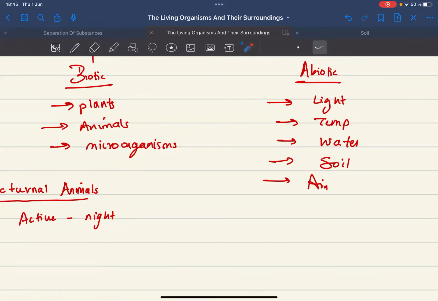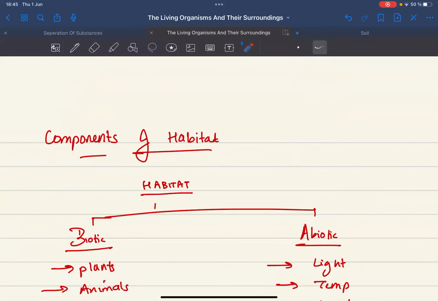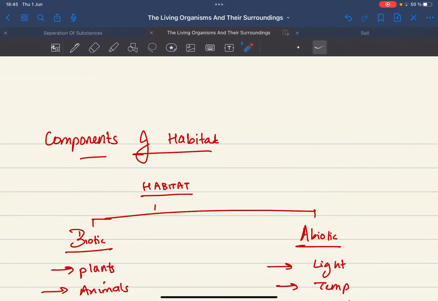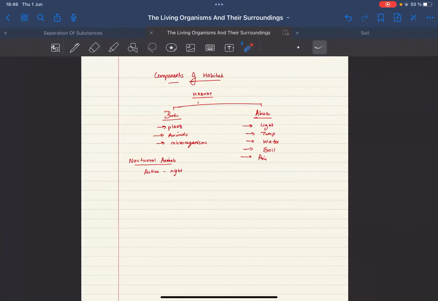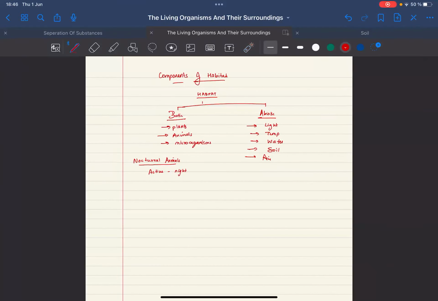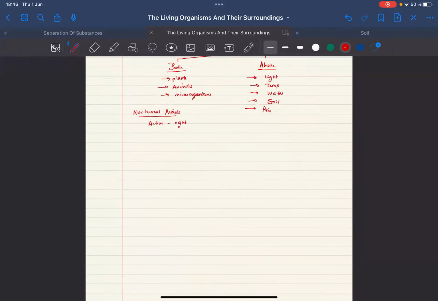Okay, ma'am. Please make note of it, guys. If there is any doubt, please ask me. You all must make notes of whatever I have taught you so far. Ma'am, what is the word below soil? It's very blurry. Air. Oh yeah.